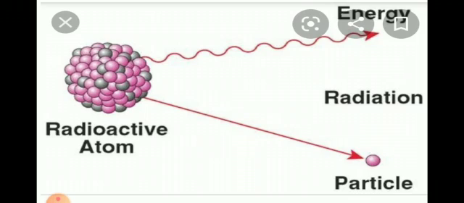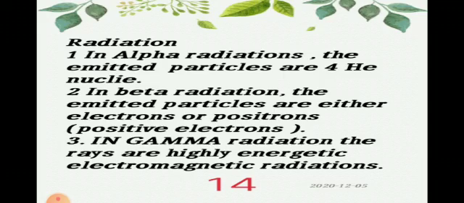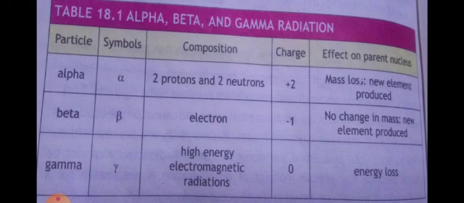This is the radioactive atom which emits the radiations, and a huge amount of energy is released by the emission of subatomic particles. In alpha radiation, the emitted particles are helium nuclei. It means the alpha particles have 2 protons and 2 neutrons and are positively charged, and its effect on the parent nucleus is that it loses mass and a new element is produced.